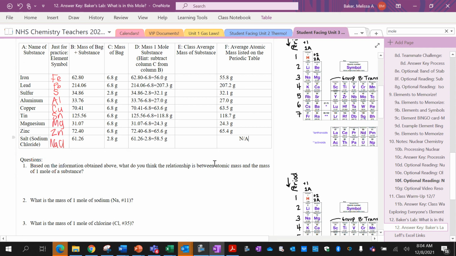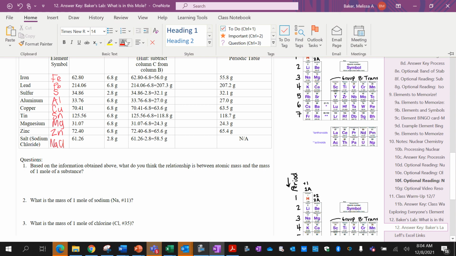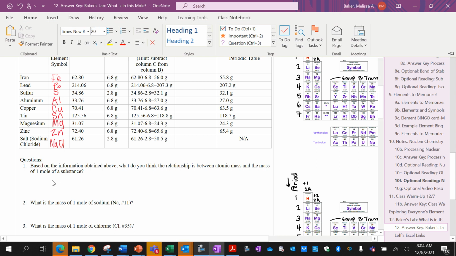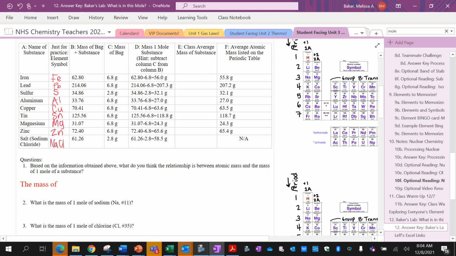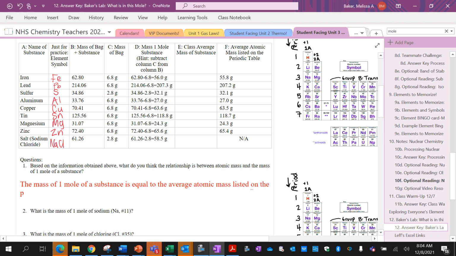Okay. Based on the information above, what do you think is the relationship between atomic mass and the mass of 1 mole? They're the same. So the mass of 1 mole of a substance is equal to the average atomic mass listed on the periodic table.